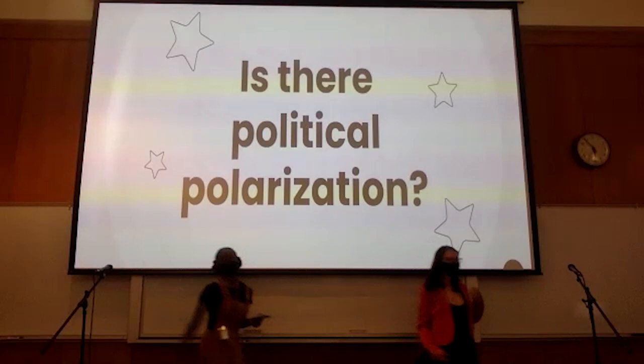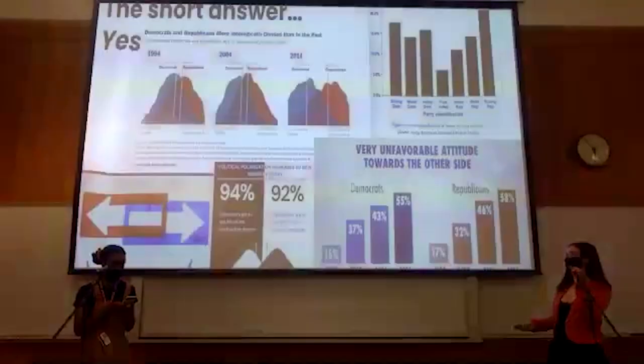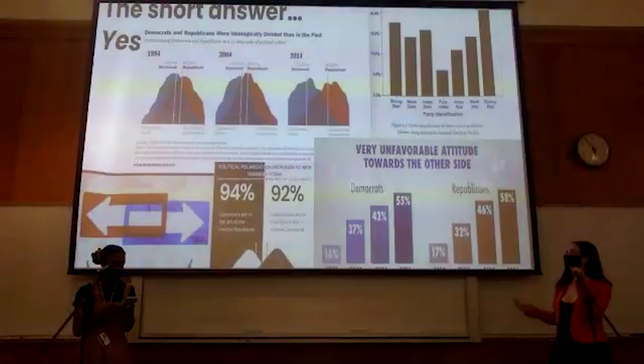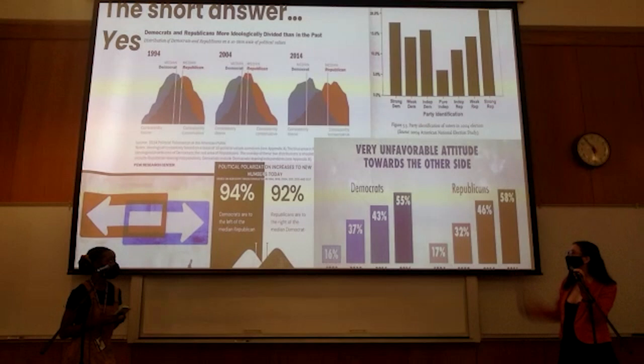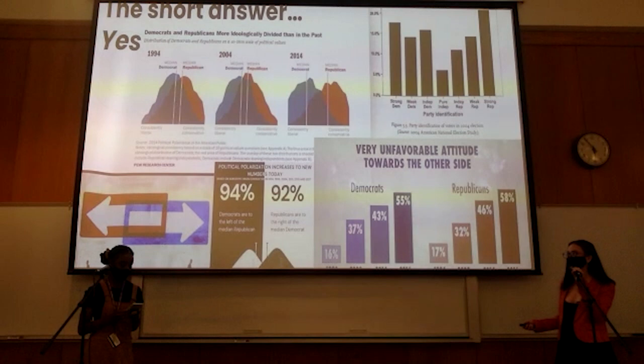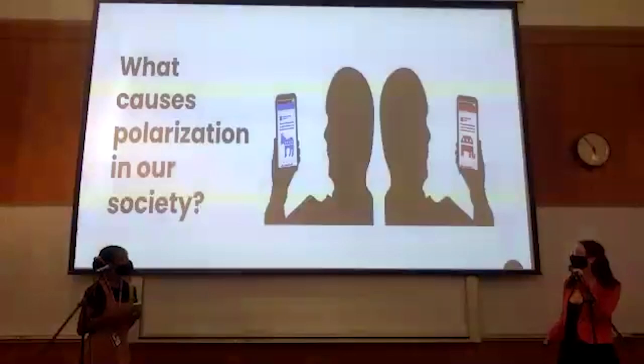So, is there political polarization? As you can see here, it looks like it, yes, because all these graphs are different studies that basically show that there's a huge ideological divide amongst us between Democrats and Republicans. So what causes polarization in our society?